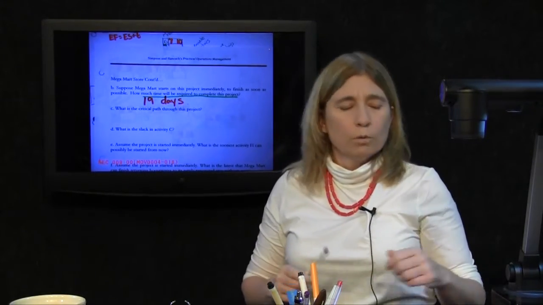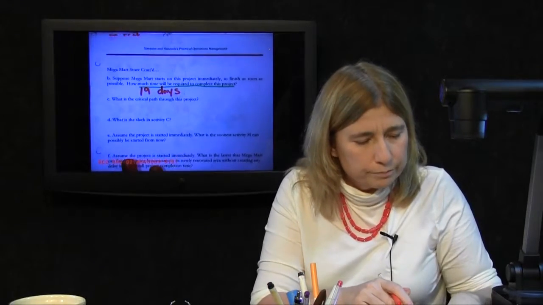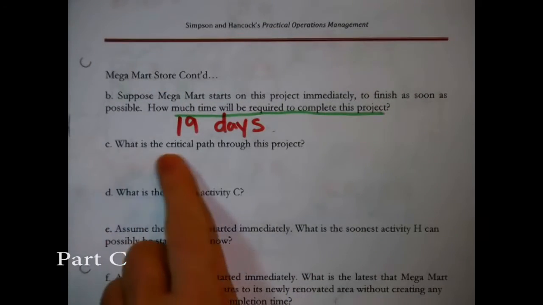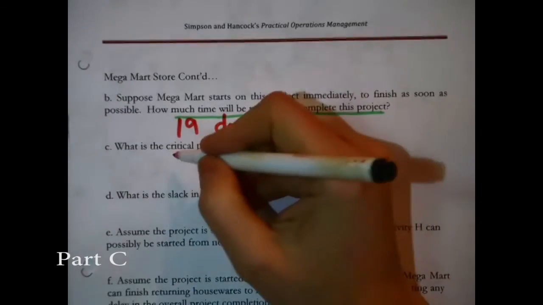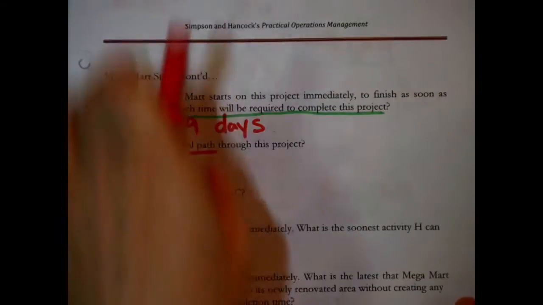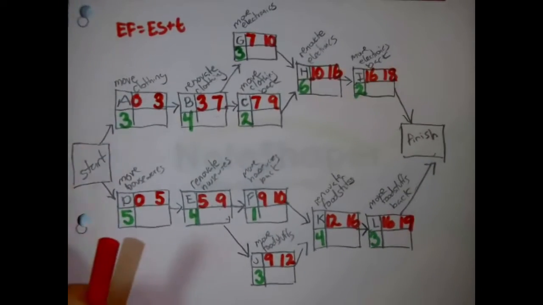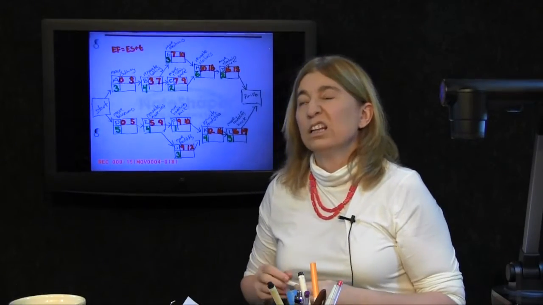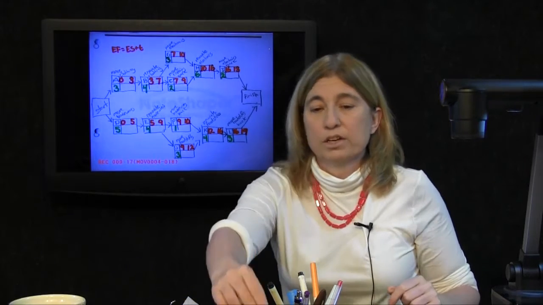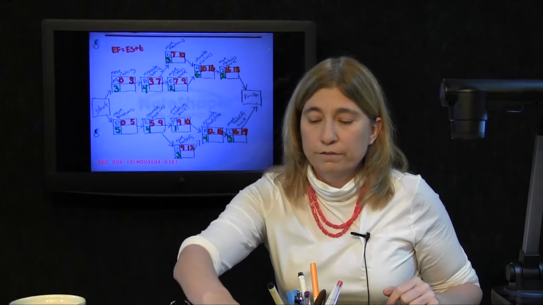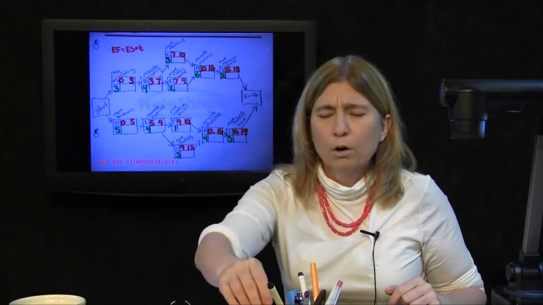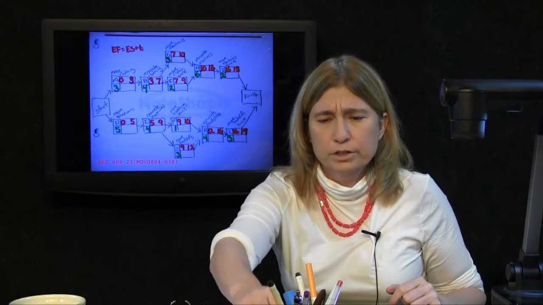Oh, all right. What else are they asking about this project? What is the critical path through this project? All right. We know there's 4 paths through this project. We can see that, but which one's the critical path? Now we have to find the late start, late finish times. That's the most efficient way to find the critical path. Okay, late start, late finish times.